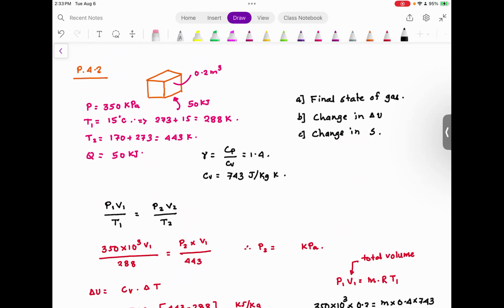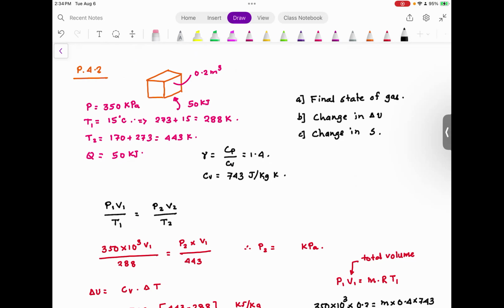So in last class, we looked at different types of processes. We looked at constant pressure process. We looked at constant volume process. We looked at constant temperature process. We also looked at isentropic process, and we looked at polytropic process. For each of these processes, we found out what was the work done. For each of these processes, we found out what was the change in the enthalpy, what was the change in the entropy, what was the change in the internal energy.